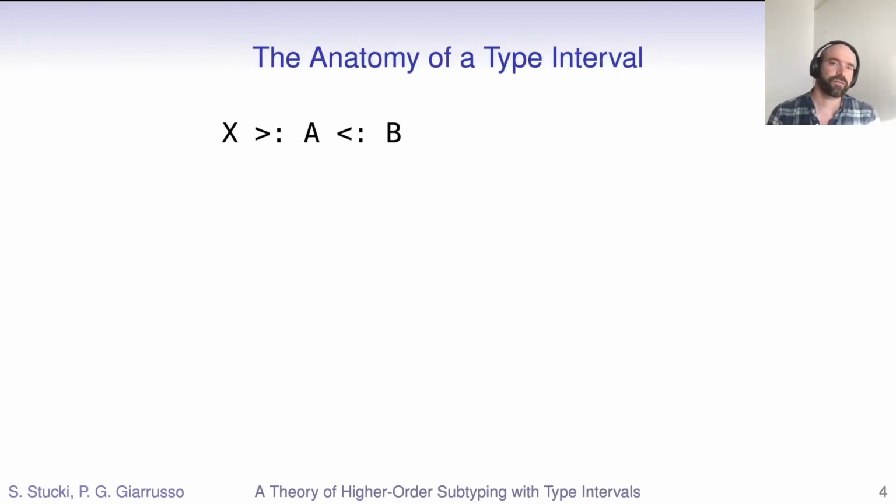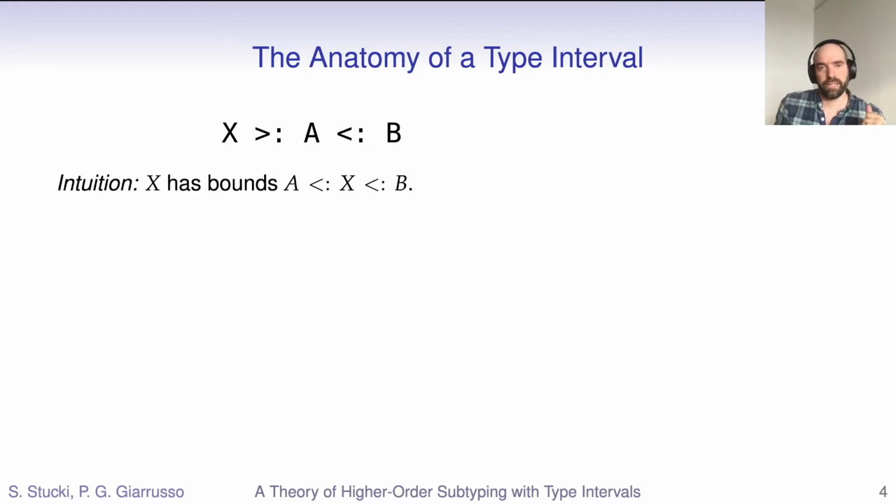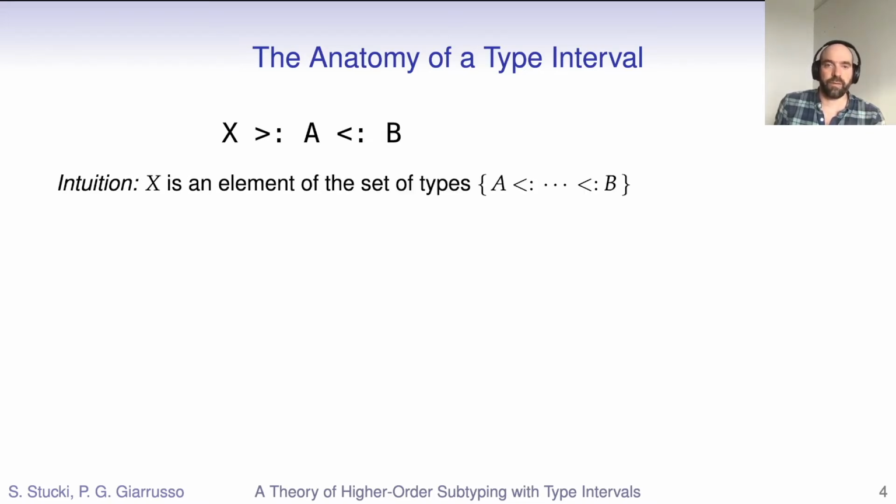Okay. Let's have a closer look at what it actually means to put bounds on a type. Here is the general shape that a declaration of an abstract type X will take in Scala. It can have a lower bound A and an upper bound B. The idea is that whatever the type X turns out to be once it's instantiated, that type will have to have A as a subtype and B as a supertype. Another way of thinking about it is that X is an element of the set of types that are lower bounded by A and upper bounded by B, a sort of interval between A and B.